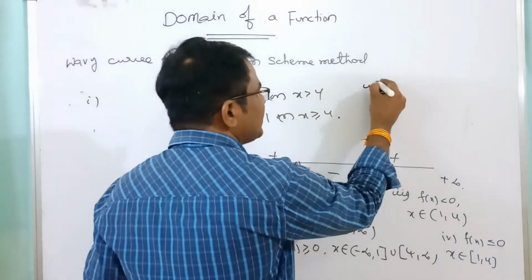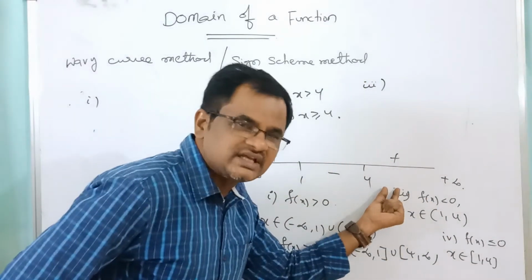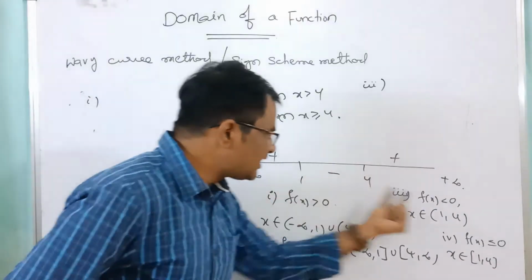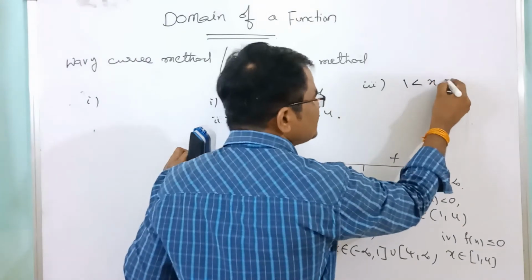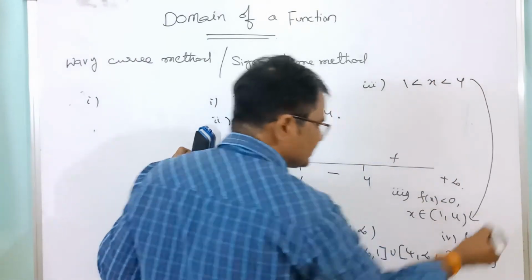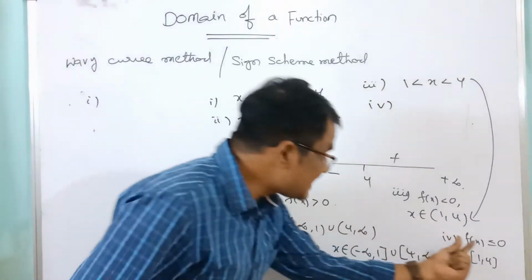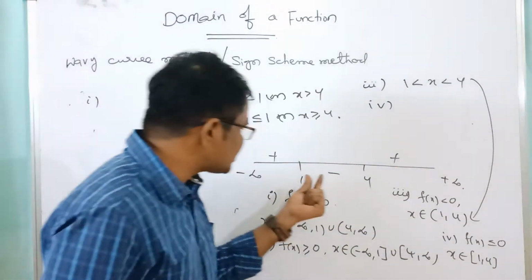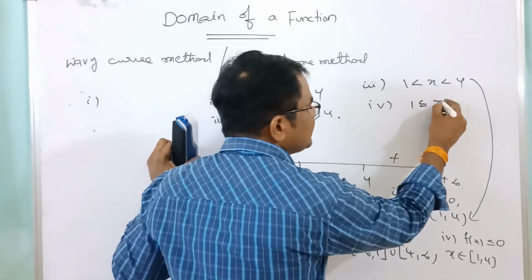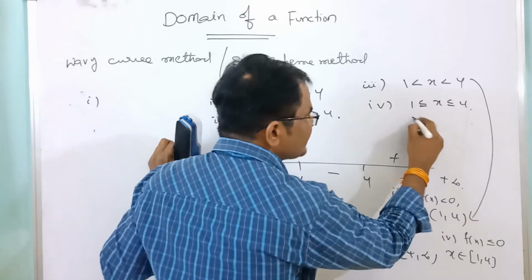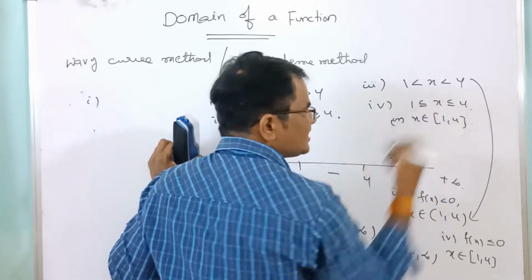Next, the third one, like this. When it is negative, 1 to 4 open interval, less than 0 is there, so you can write 1 less than x less than 4 also. Next, the fourth one is less than or equal to, meaning when the function is 0 at 1 and 4, including 1 and 4, 1 less than or equal to x less than or equal to 4. So x belongs to closed interval 1 comma 4 is nothing but 1 less than or equal to x less than or equal to 4.